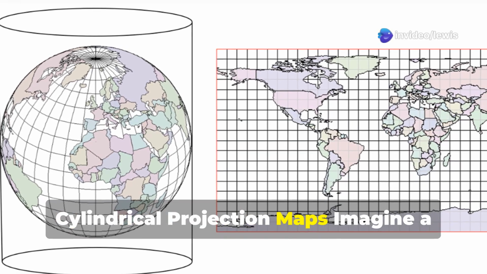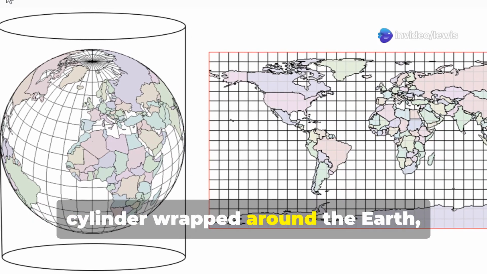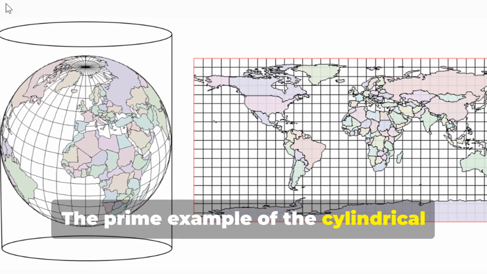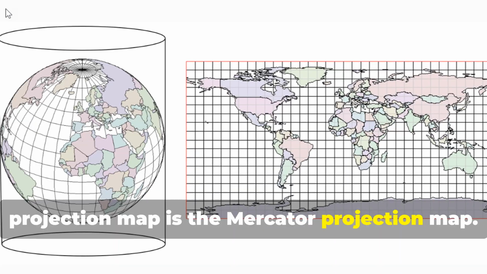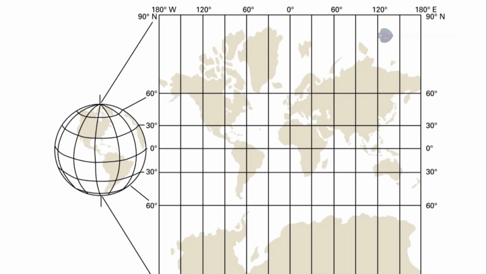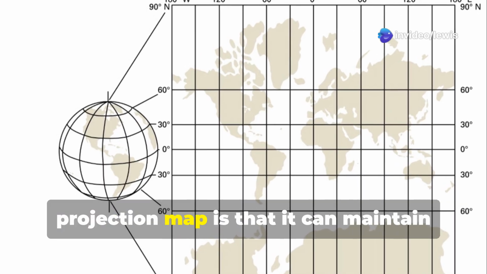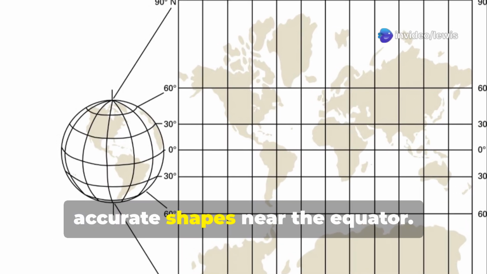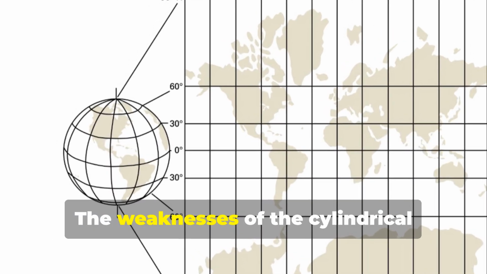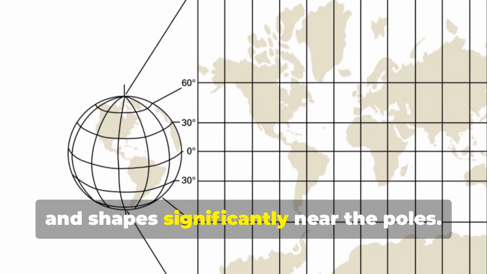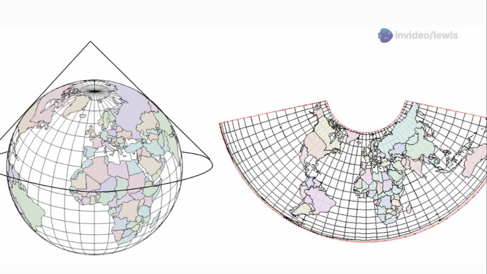Cylindrical projection maps. Imagine a cylinder wrapped around the Earth, and then unwrapped to create a flat map. The prime example of the cylindrical projection map is the Mercator projection map. The strengths of the cylindrical projection map is that it can maintain accurate shapes near the equator. The weaknesses of the cylindrical projection map are that it distorts areas and shapes significantly near the poles.